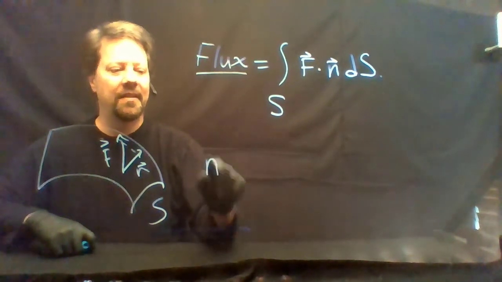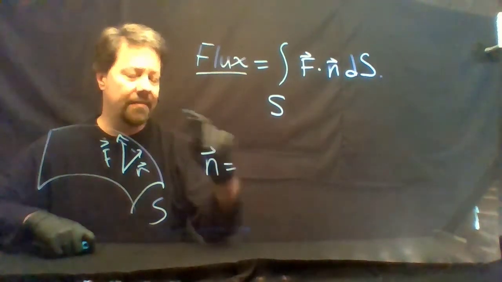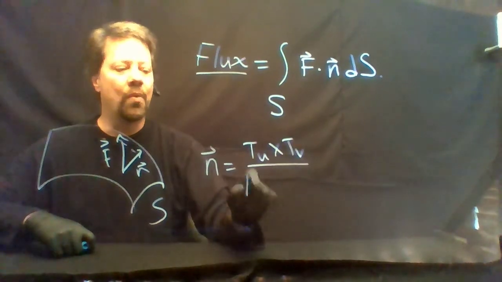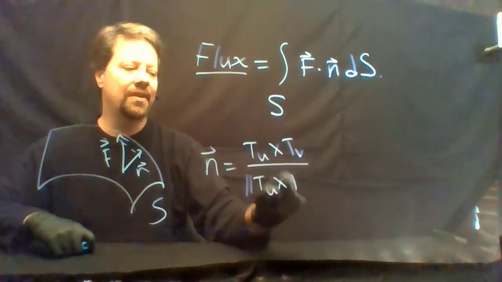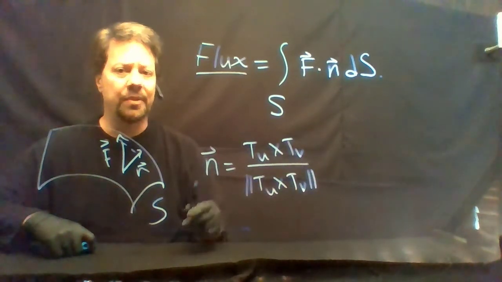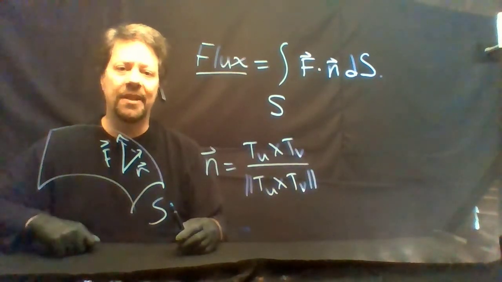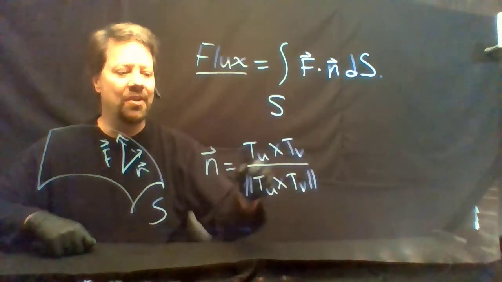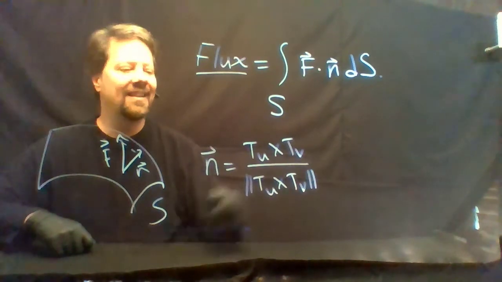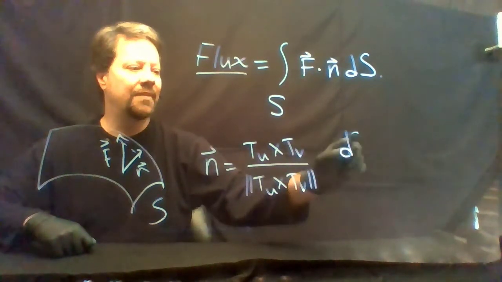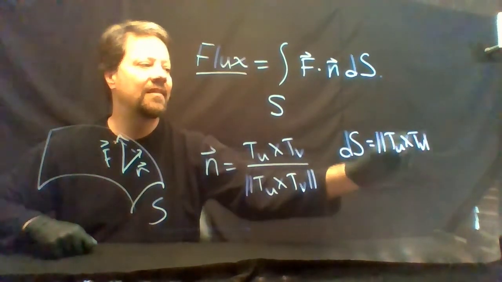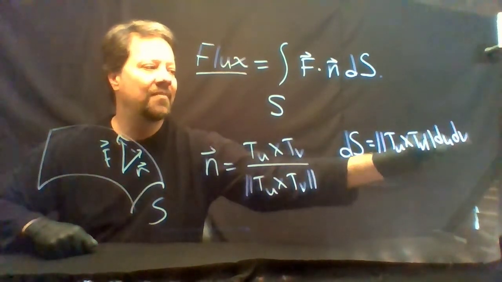There's something special here that will help us save a little bit of time if we pursue this a little bit. The normal vector can be thought of as Tu cross Tv over the norm of Tu cross Tv. We know that Tu cross Tv will be normal to the surface, but won't necessarily be a unit vector. To make it a unit vector, we need to normalize it, divide by the norm. In this case, dS, you'll recall, is the norm of Tu cross Tv du dv.